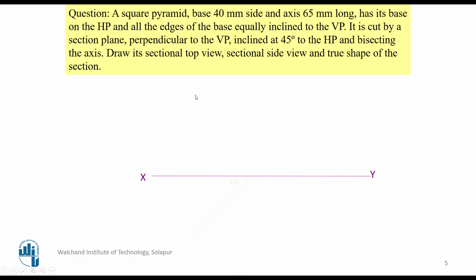So just draw the XY line. Now it is an equal inclination, meaning all the sides are at 45 degrees. Either you can take this side, it is 45 degrees, or this side, it is 45 degrees. Even if you extend, this is 45 degrees. The length of the base is given as 40 millimeter. That 40 millimeter you have taken. This square you have made at 45 degrees to the XY line, below the XY line. Okay, it is equally inclined. That is what is given in the problem.